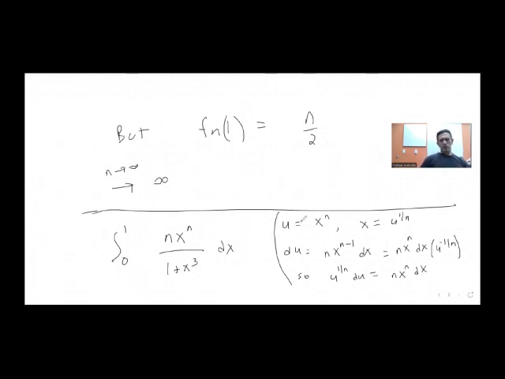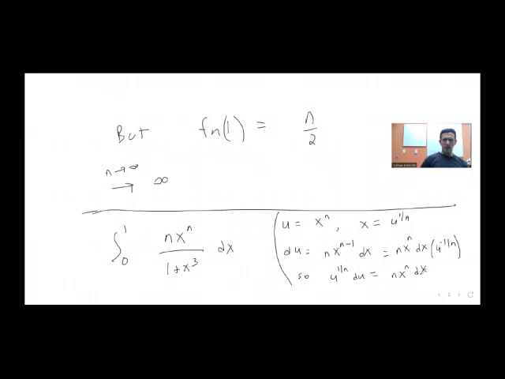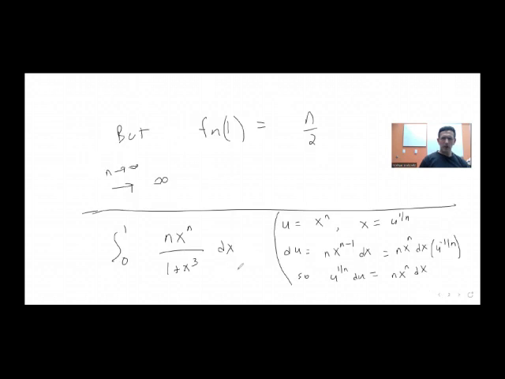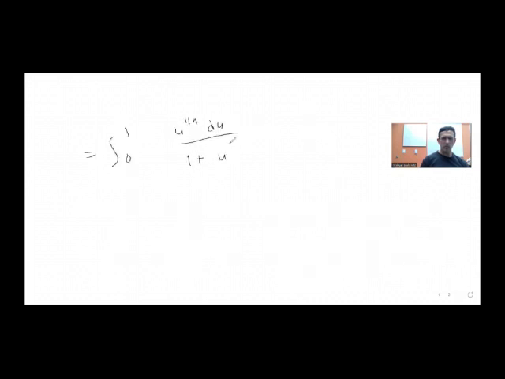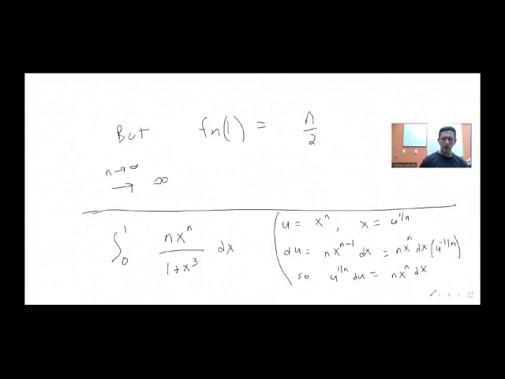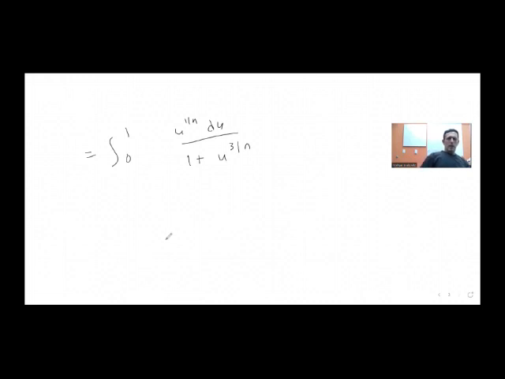And of course, when x is 0, u is 0, and when x is 1, u is 1. So this is going to be equal to the numerator, n x to the n dx, which is just u to the 1 over n du. And the denominator is 1 plus x cubed, so it's 1 plus u over n. Remember x is u to the 1 over n. And now you can use the dominated convergence theorem.